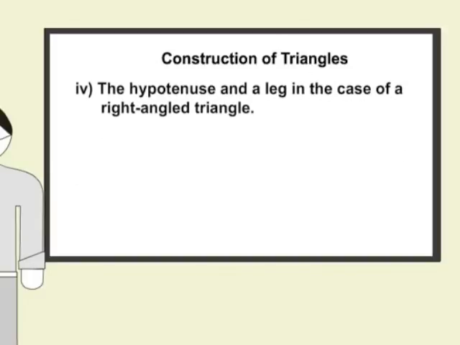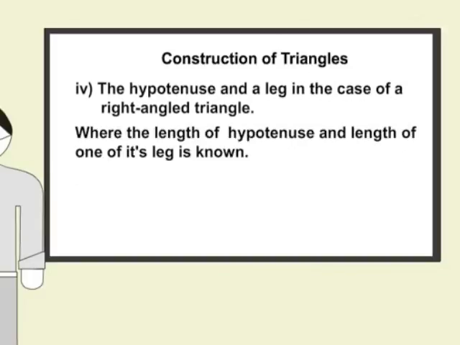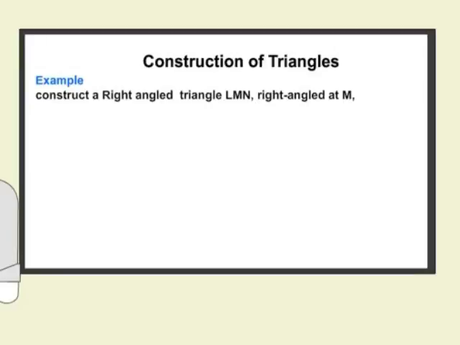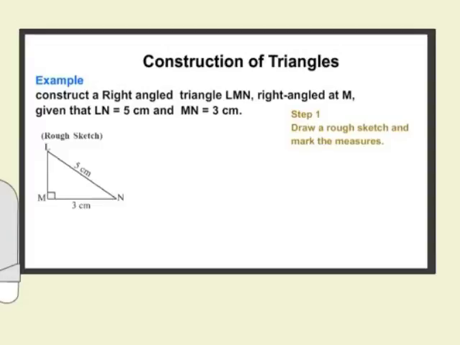Let us discuss a case where the hypotenuse and a leg in the case of a right-angled triangle is known. Let us now consider an example. Construct a right-angled triangle, right-angled at M, given that LN equals 5 centimeters and MN equals 3 centimeters. Draw a rough sketch and mark the measures. Remember to mark the right angle.